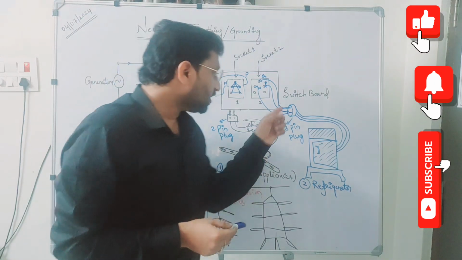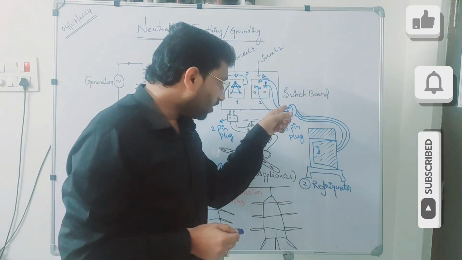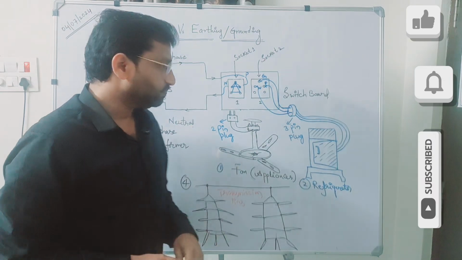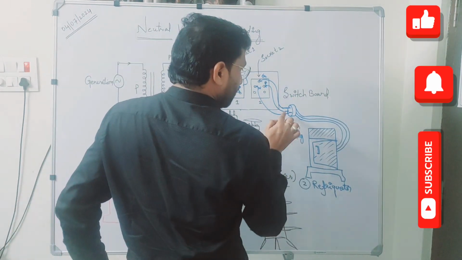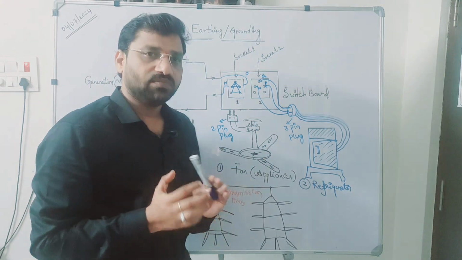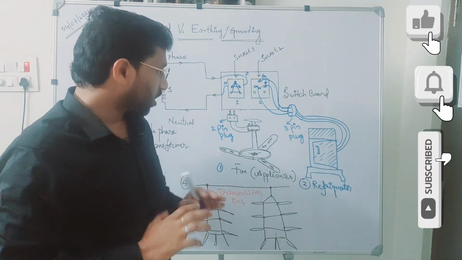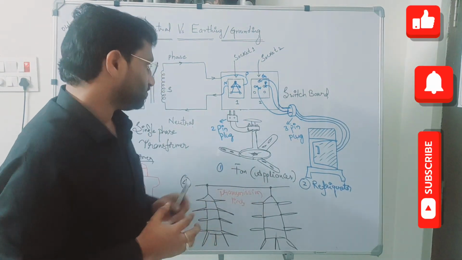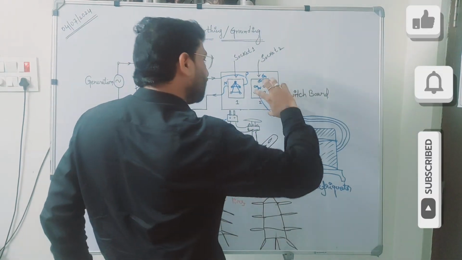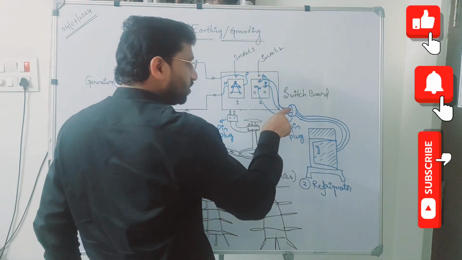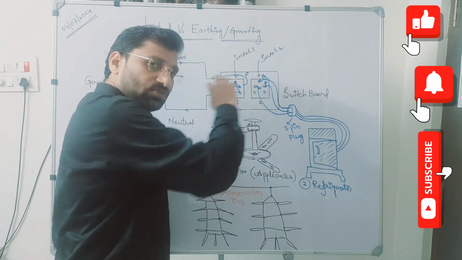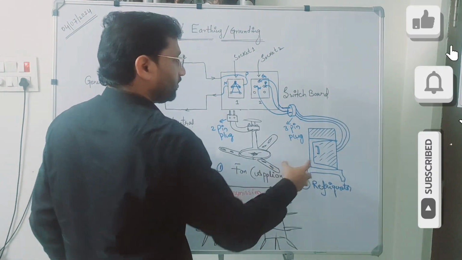Now, what happens if this is not there? What happens if you are using a 2-pin plug instead of a 3-pin plug? Suppose, due to some misconnection or some unwanted situations or untoward incidents, there is a short circuit without a ground pin. If you are inserting only a 2-pin plug into the switchboard, then what happens?